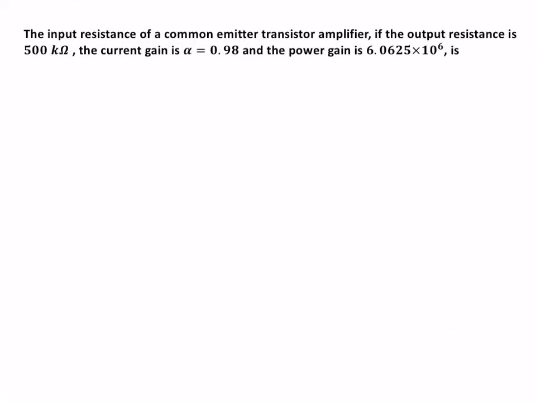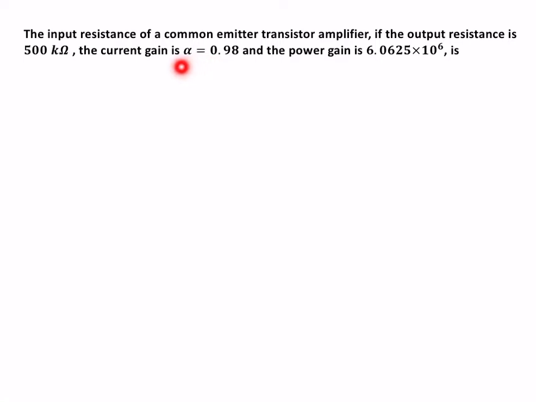The next question is the input resistance of a common emitter transistor amplifier. If the output resistance is 500 kilo ohm, the current gain is alpha, that is 0.98, and the power gain is 6.0625 into the power of 6. So we have to calculate the input resistance of the common emitter transistor. For common emitter transistor the current gain is beta, but they have given alpha.